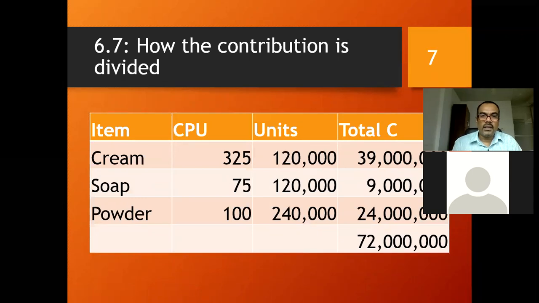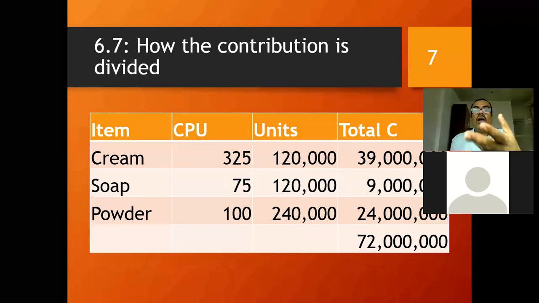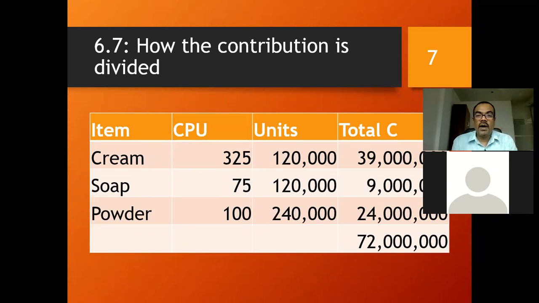Then this analysis tells you this is an extra. This is not asked in the question, but for our understanding, we do it. How the contribution is divided among different products.